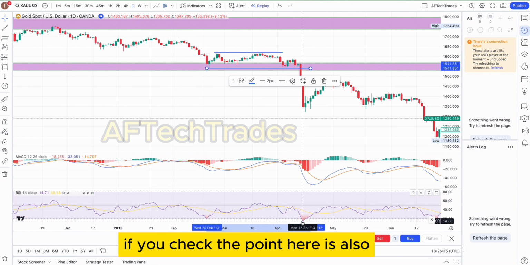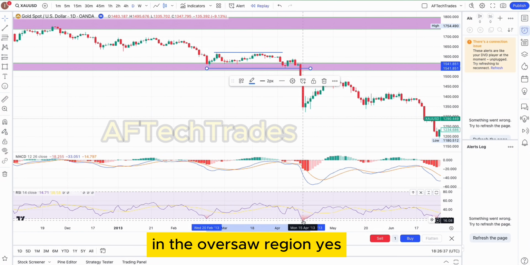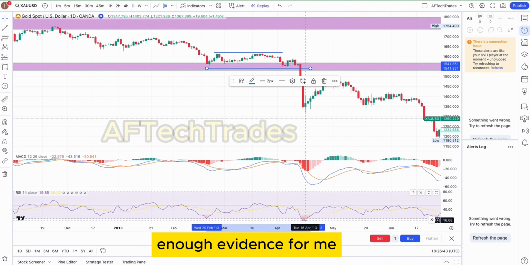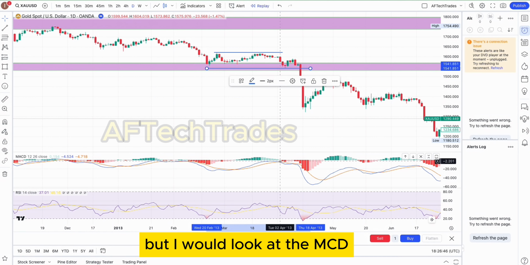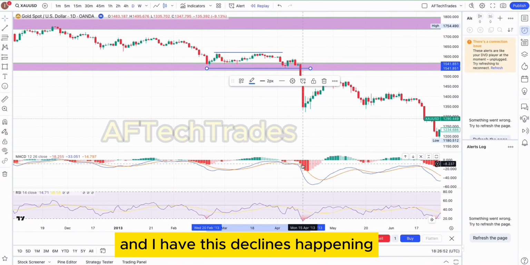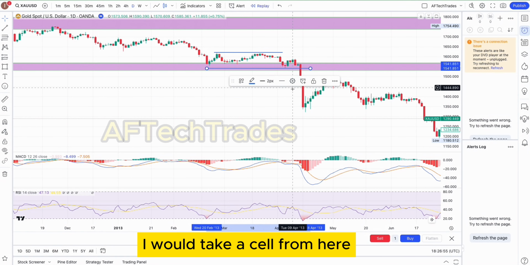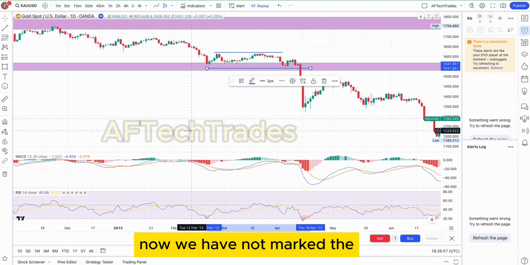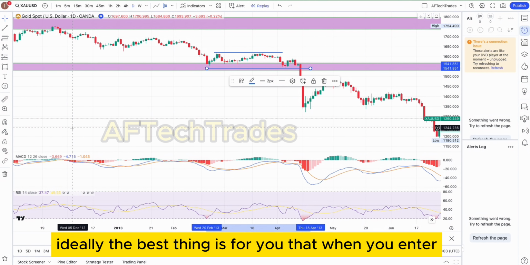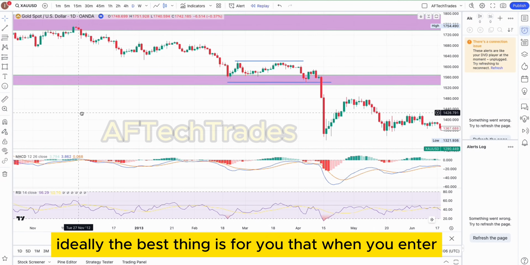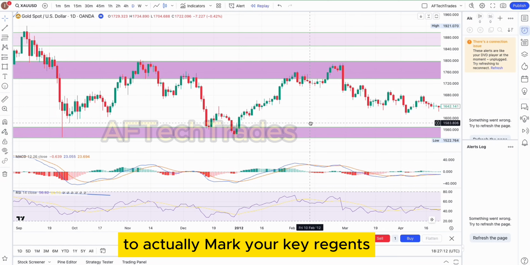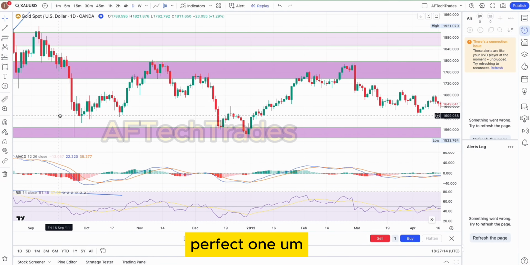If you check, the point here is also in the oversold region. Yes, but this oversold is not an oversold that happened above here. It's not enough evidence for me. But I will look at the MACD. MACD had crossed over here. So because the MACD has crossed over and I have these thick lines happening, I will take a sell from here. Now, we have not marked the key regions. Ideally the best thing is that when you enter, you go as far back as possible to mark your key regions. I think that's a perfect one.